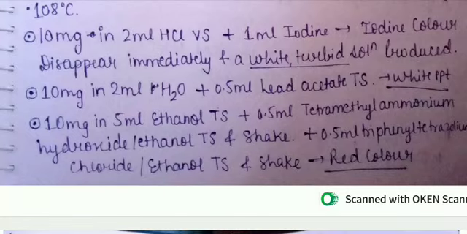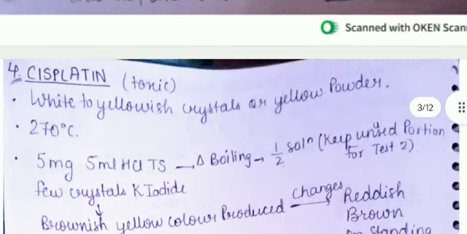Then next test is dissolve 10 mg in 2 ml water. To that add 0.5 ml lead acetate TS. White PPT is produced. Next is dissolve 10 mg in 5 ml ethanol TS. To that add 0.5 ml tetramethylammonium hydroxide or ethanol TS and shake, and again add 0.5 ml triphenyltetrazolium chloride or ethanol TS and shake. It will produce the red color.